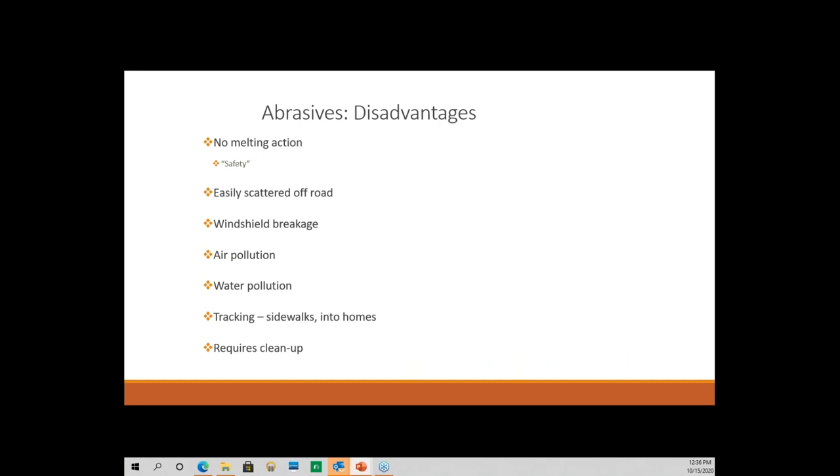Some of the disadvantages of those abrasives, of course, there's no real melting action. You may see a little bit of melting action, maybe from the color of the aggregate, but not a lot. It's easily scattered off the roadway. If your abrasive's large, like we use in some of our mountainous regions here in Idaho, you'll see some chipped windshields because the vehicles kick it up and it hits the windshields.